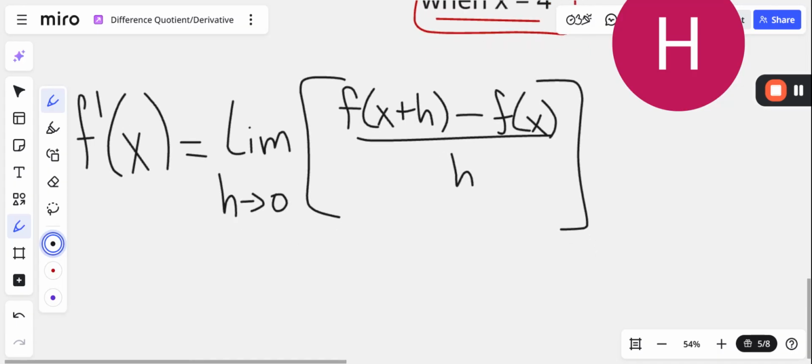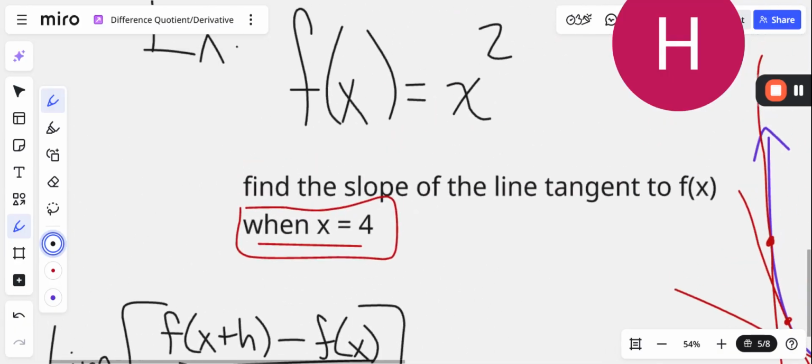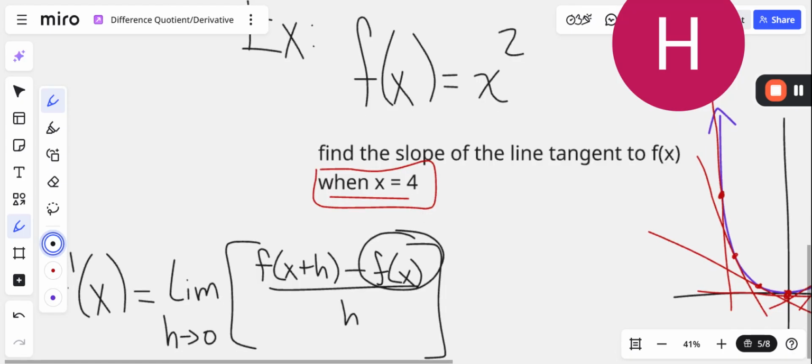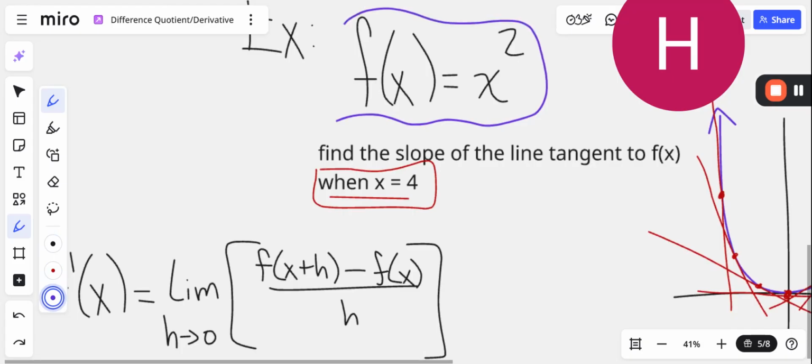And so what we need to do is take our specific function, x squared, into account. Now I put f of x because that's the general difference quotient, but in this case we're asked to find the slope of the line tangent to this function in particular. So f of x equals x squared.